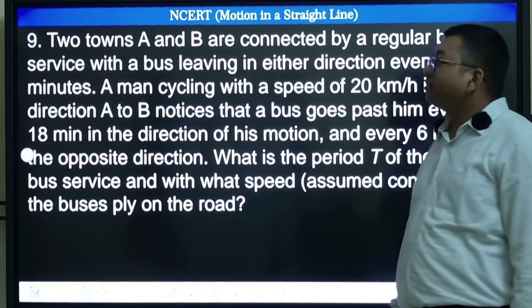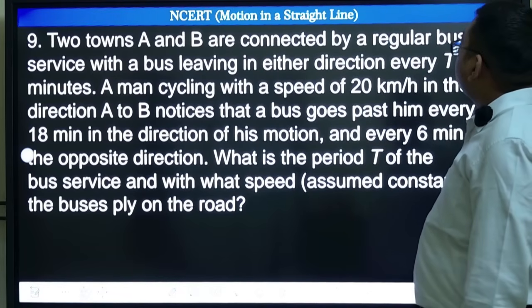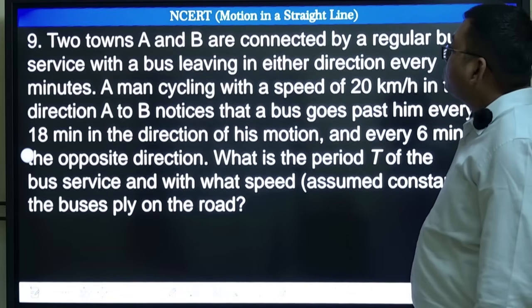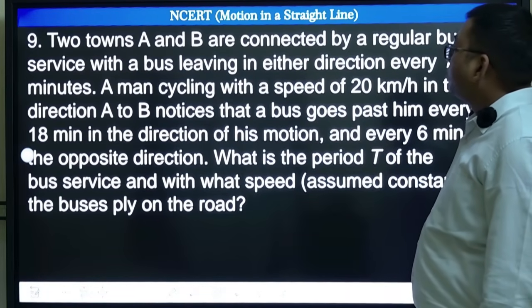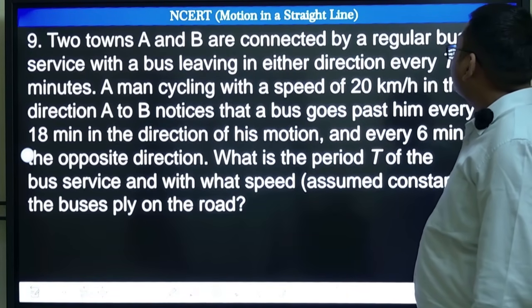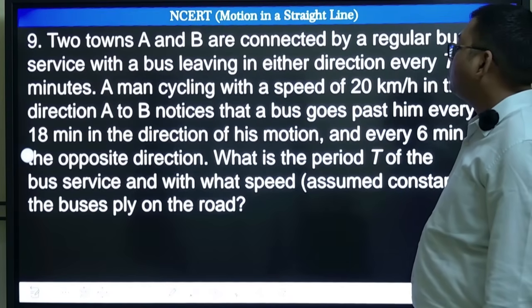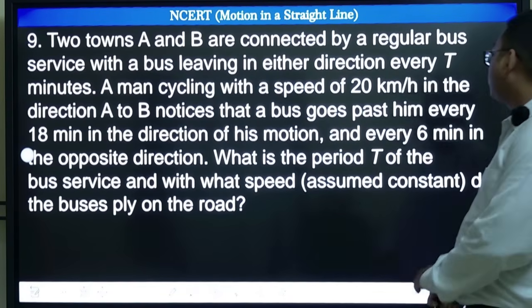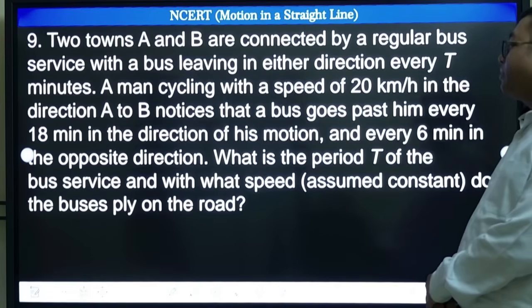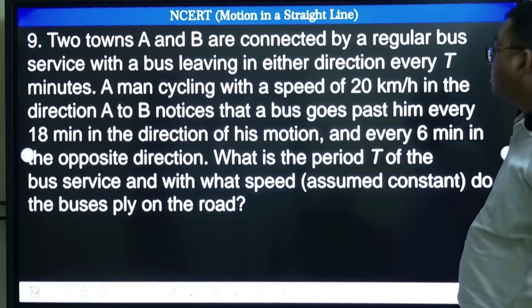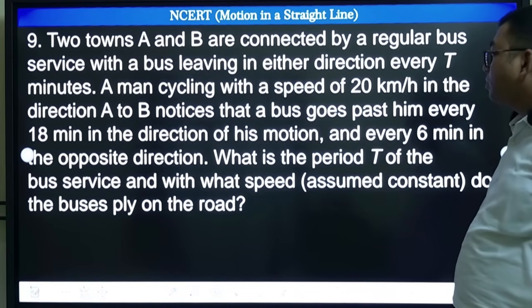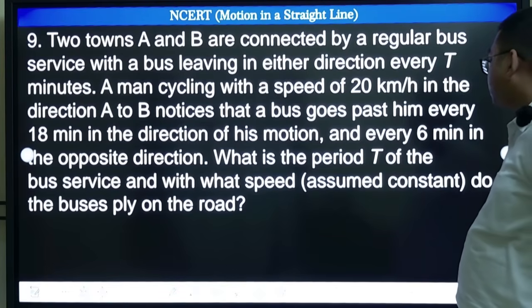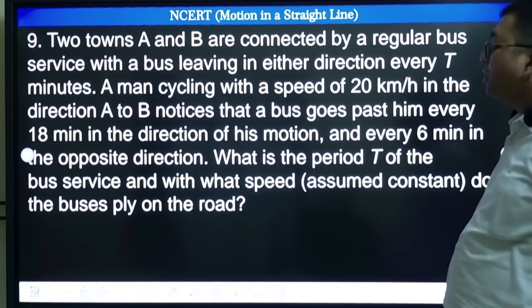Question number 9. Two towns A and B are connected by regular bus service with a bus leaving in either direction every 10 minutes. A man cycling with a speed of 20 km per hour in the direction A to B notices that a bus goes past him every 18 minutes in the direction of his motion and every 6 minutes in the opposite direction. What is the period T of the bus service and with what speed, assumed constant, do the buses ply?